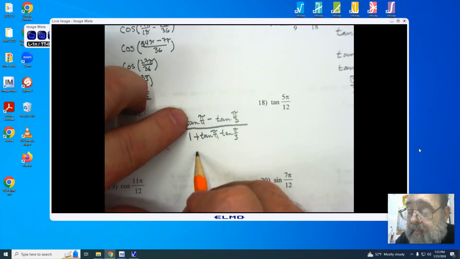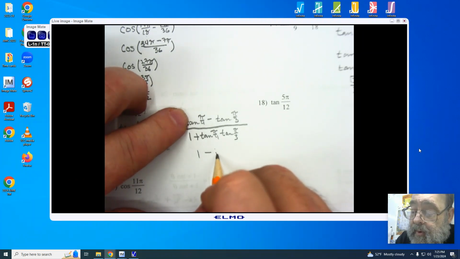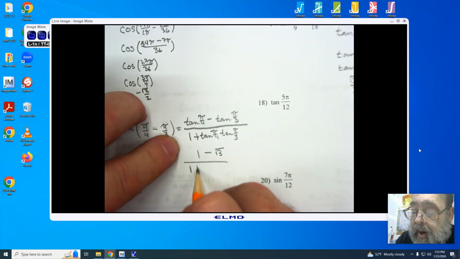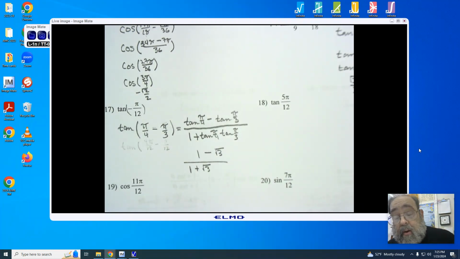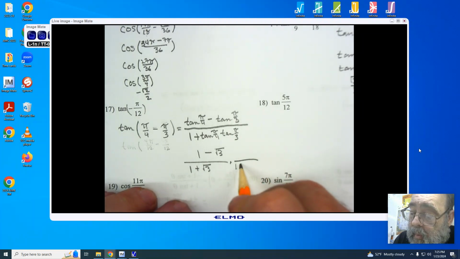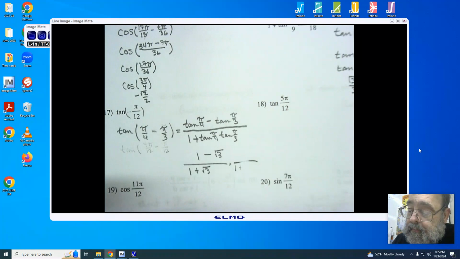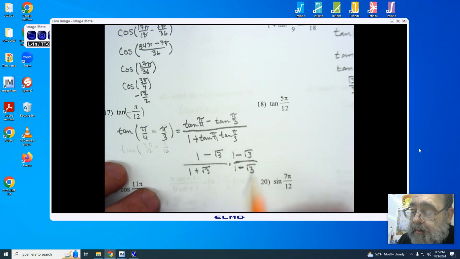We know the tangent of pi over 4 is 1. We know the tangent of pi over 3 is root 3. In the denominator, we have 1 plus 1 times root 3. Notice, we have a radical in the denominator, and we are forced to multiply by our conjugate pair. 1 minus, I used a plus there, 1 minus root 3.